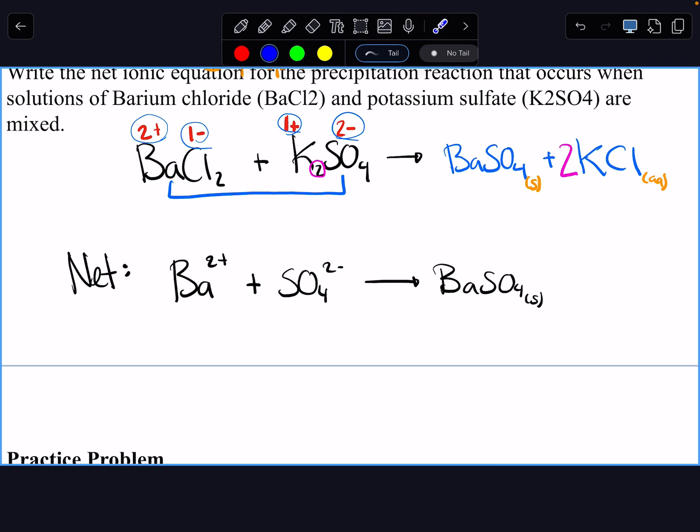That's the idea of the net ionic. It's like, yes, everything is here, but what's really happening is just this. Does that help a little bit? Okay, we'll keep practicing. Okay, is there anyone I didn't get to? Leah? Yes, well done. Have a smile. Okay.